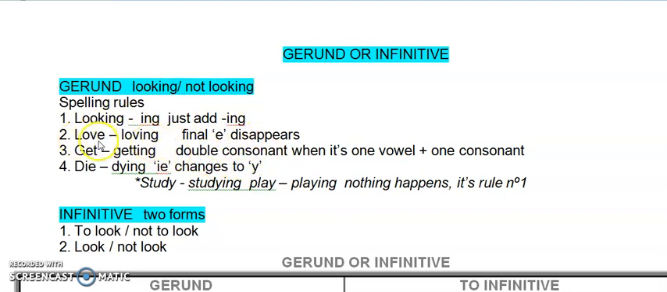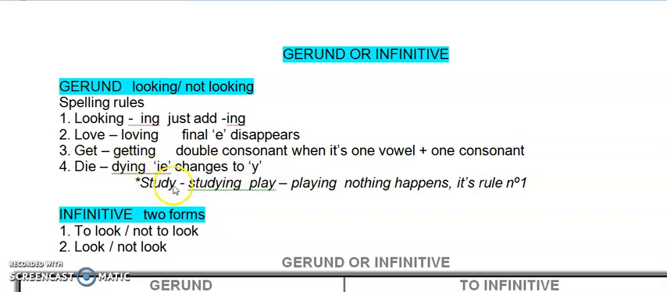Love, loving, right? And there's a third rule, when we have a verb ending in a consonant preceded by a vowel, one single consonant and one single vowel, and the vowel is stressed, we double the consonant to add ing. The fourth rule, the weird one, is that when the verb ends in ie, like die, it changes to dying, right? So ie changes to y, and we add ing on top of that.